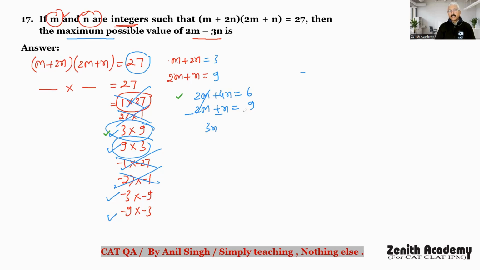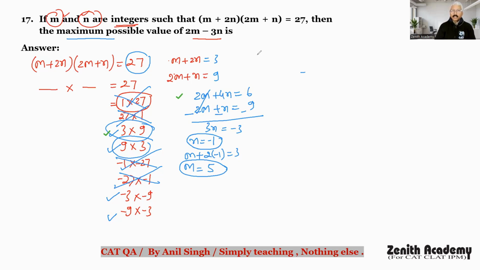On equating, I'm getting the values of n and m. 3n is minus 3, so n is minus 1. N is minus 1, so m will be minus 2 plus 3... m will be 3 plus 2, 5. M is 5, n is minus 1. Okay. And this way we can find the value of 2m minus 3n.